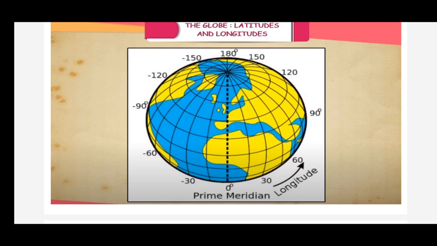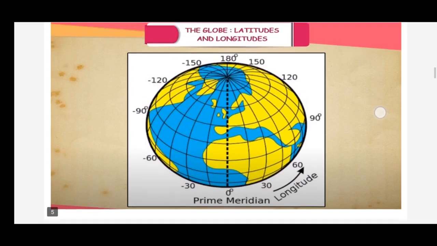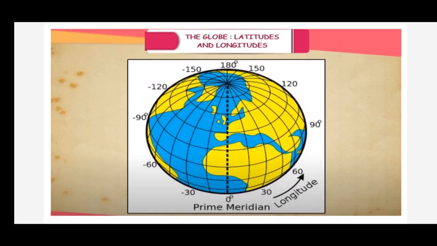Now let's look at the grid, children. Grids are made of parallels of latitudes and longitudes. You understand? Parallels means what? Latitudes and longitudes. The intersection of these latitudes and longitudes, which you can see in this picture, is called what, children? Grid.